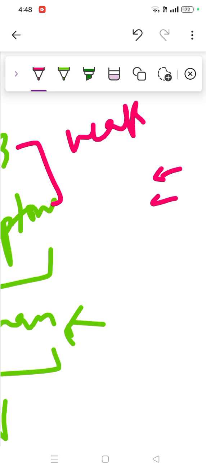All this happens during the first week of fertilization. I'm sure it will be clear. Then comes implantation, which happens from the second week to the third week onwards. We'll discuss that in a later video. For now, I'm sure it will be clear.